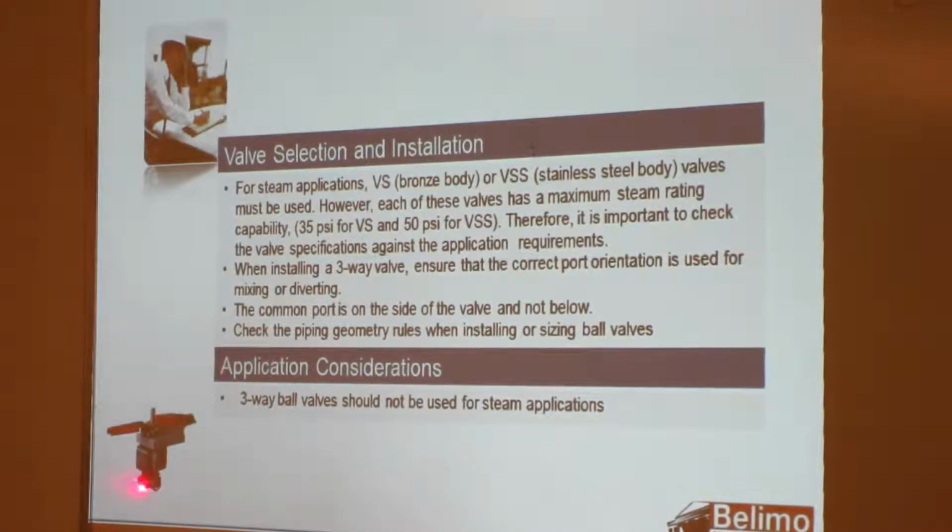The common port is on the side, which is different than a globe valve that you may be used to, where the port's on the bottom. And then you always have to check piping geometry rules when talking about a full ported ball valve. What that means is if in the catalog you see a specific CV for the valve, well, if you're installing that valve in a line that's larger than the valve itself, you're going to get a reduction in your CV. 3-ways are not going to be used for steam applications. That's always a 2-way valve.